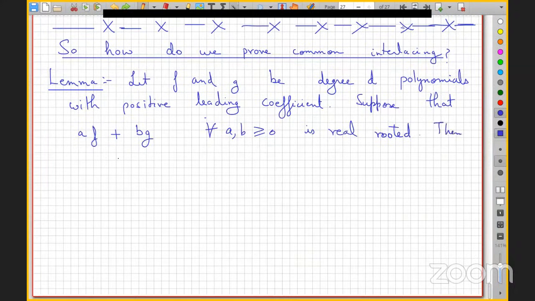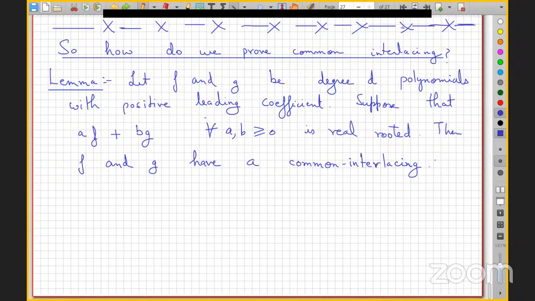Then f and g have a common interlacing. In fact, it's an if and only if condition, but we will only use this direction. So this again is an old lemma. One of the innovations of MSS is to use this.